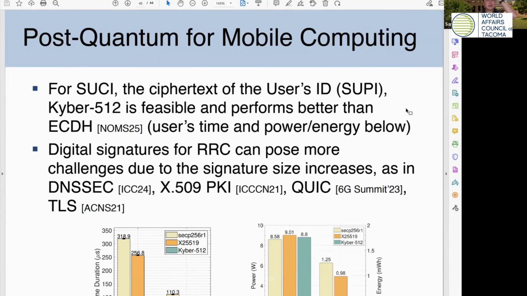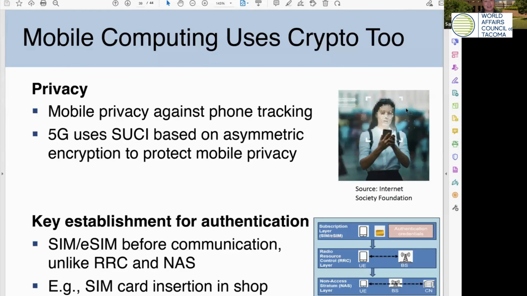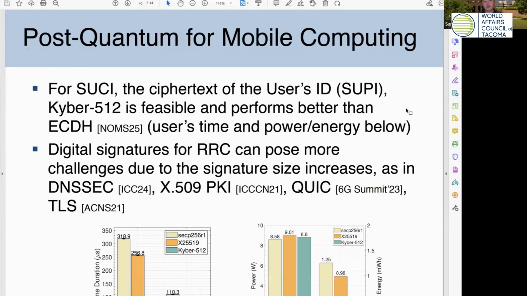So we actually tested these post-quantum ciphers for these purposes. We tested for that SUCI, or the user ID protection, as well as for the eSIM context, which is the bottom half. And we largely have very positive results.